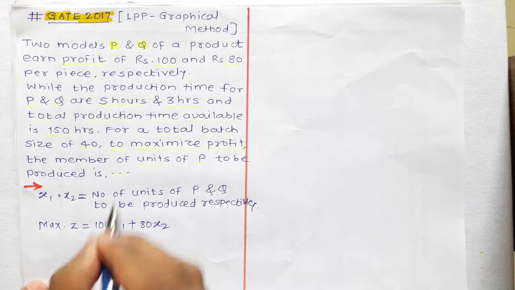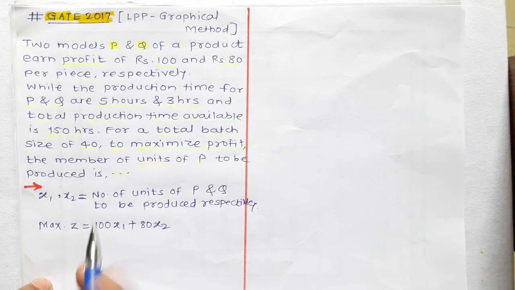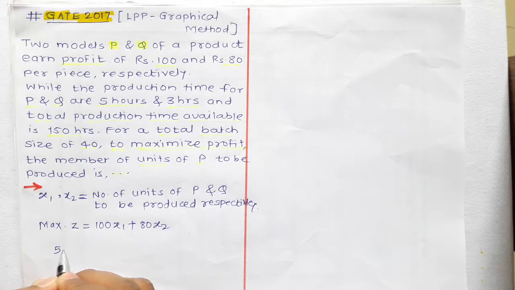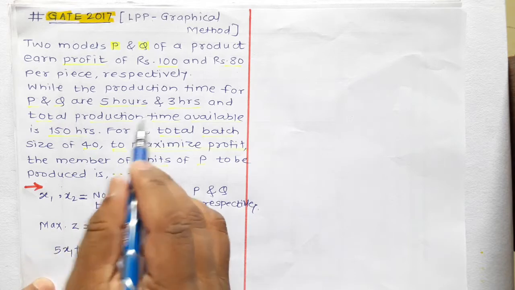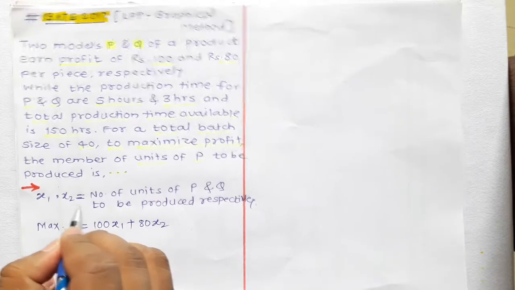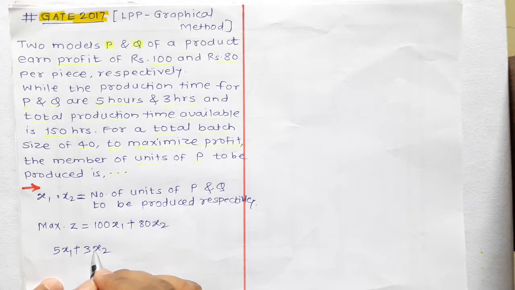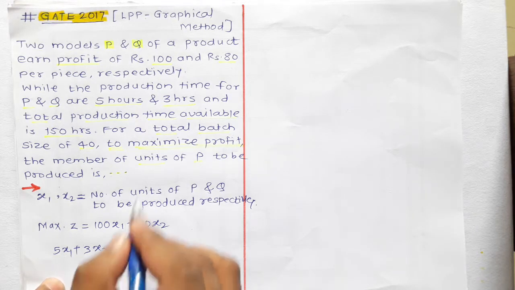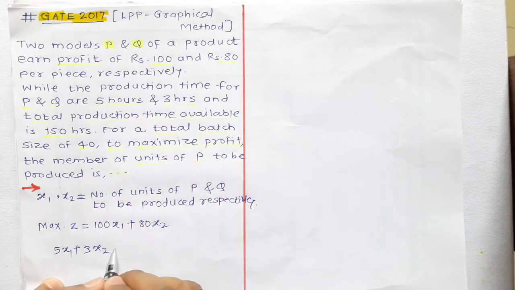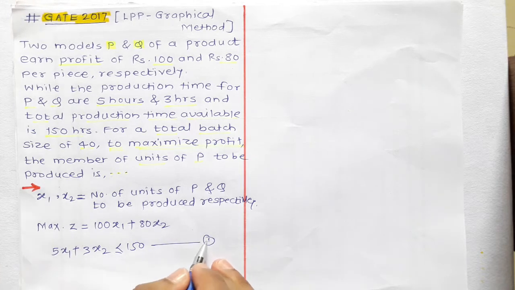Now let us write the constraints. Production time for 1 unit of P is 5 hours, and units of P are X1, plus production time for 1 unit of Q is 3 hours and total units of Q are X2. So this is the total production time for all the units of P and all the units of Q, and the total production time available is 150 hours, so we write less than or equal to 150. So this is the first constraint of this problem.